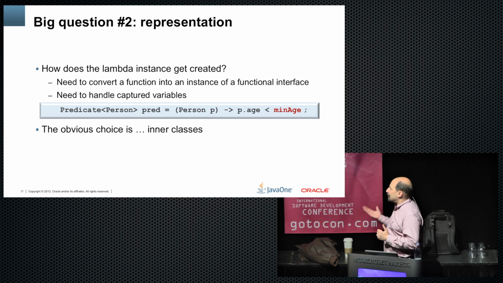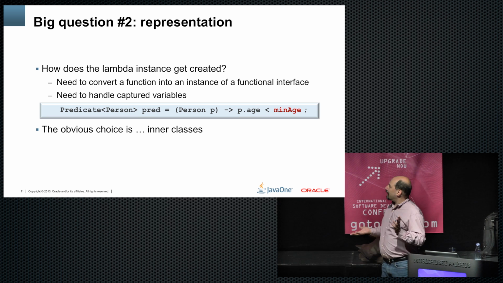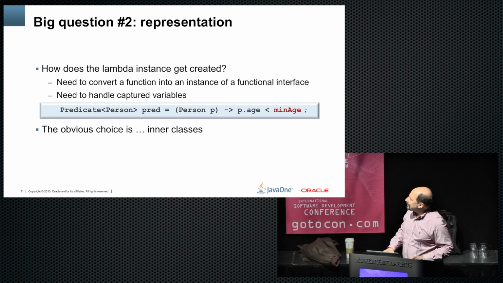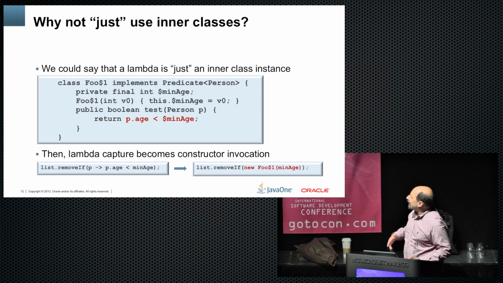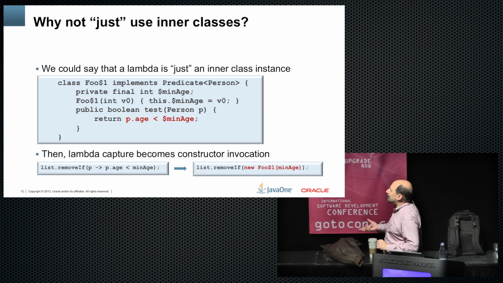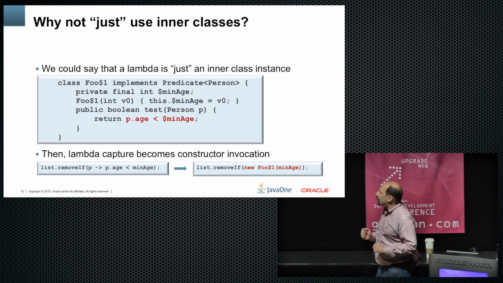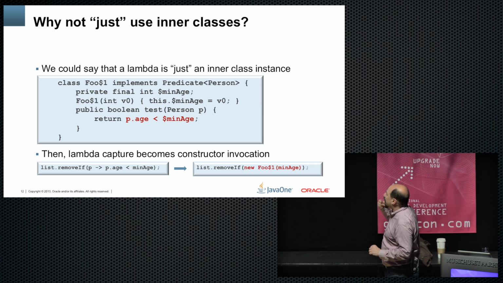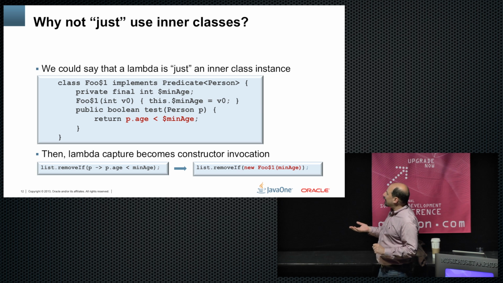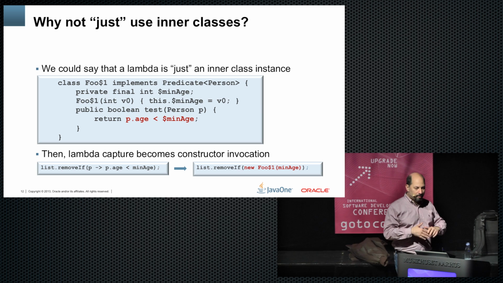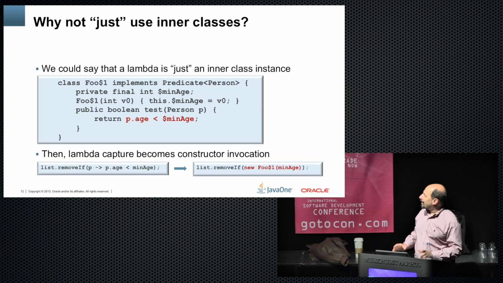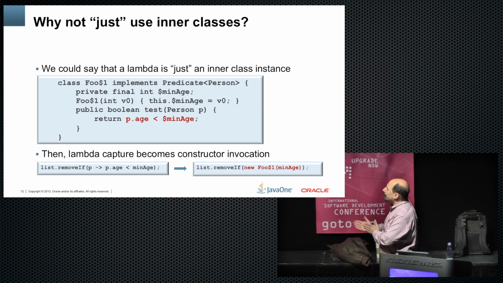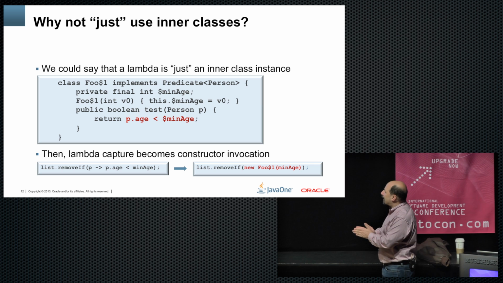So there's another obvious solution here. Just spin an inner class. Right? Inner classes have done this for a while. We could just say a lambda is an inner class instance, and the compiler would generate an inner class like this one, which, since it captures a variable, has to have a field, has to have a constructor that initializes that field, and then the body does the obvious thing. Totally simple compiler operation. We could have been done in a week. A lot of people thought we should be done in a week.